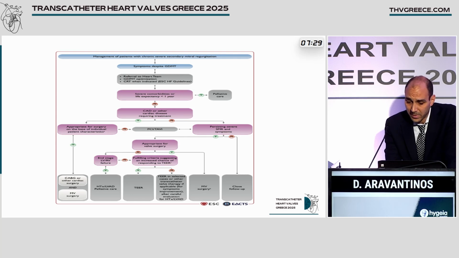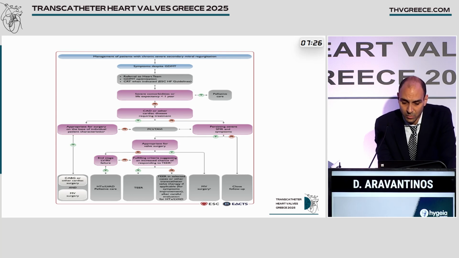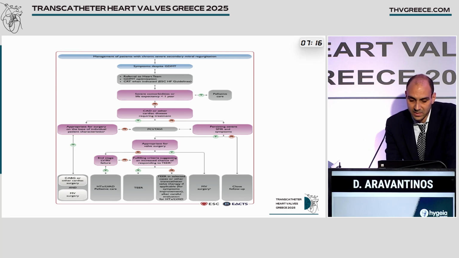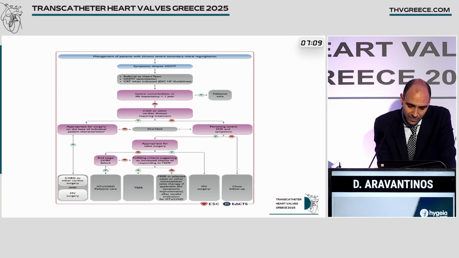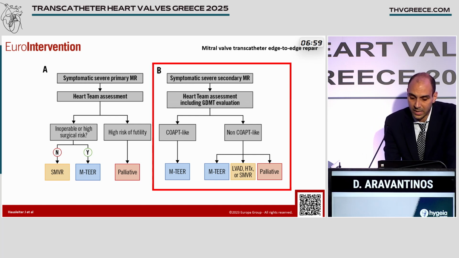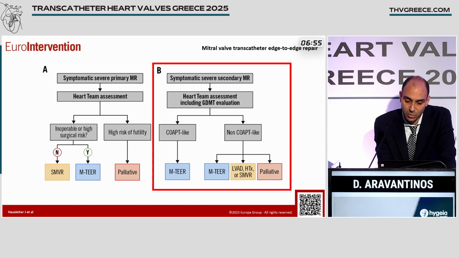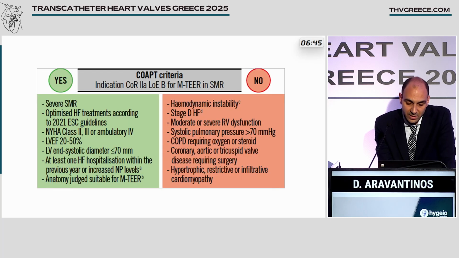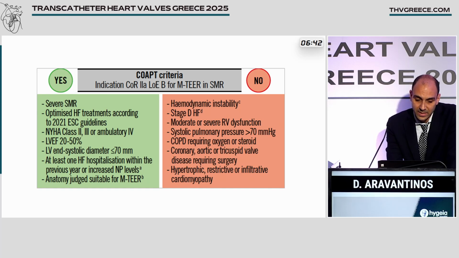We also have this algorithm. The patient should be on optimal medical therapy, also CRT if needed. This patient should have life expectancy over a year and doesn't have coronary artery disease or other disease requiring treatment. And of course, to be appropriate for a valve fulfilling the criteria of TEER in order to proceed to this edge-to-edge repair. So, if a patient is in COAPT-like criteria, we proceed for M-TEER, or if he is not in COAPT-like criteria, we go for either M-TEER with a 2B indication with palliative care, or LVAD, or transplantation, or destination therapy.